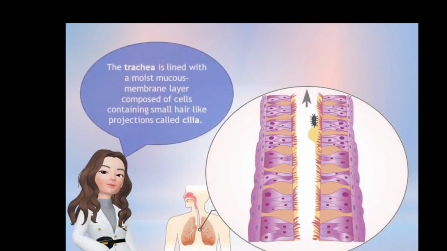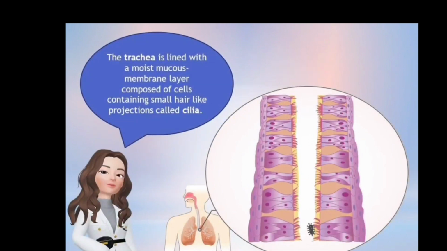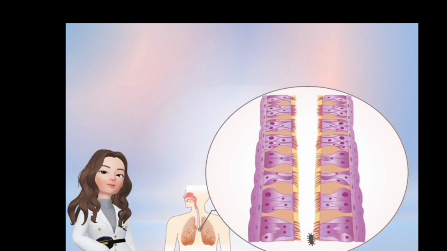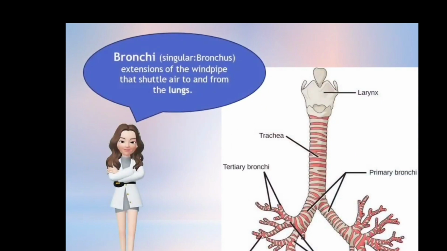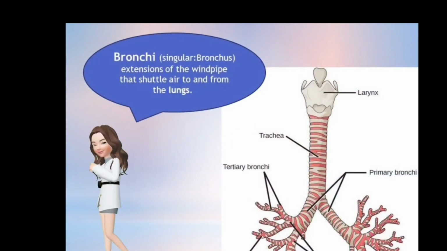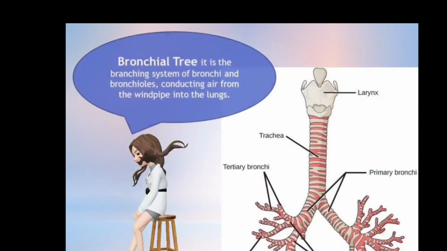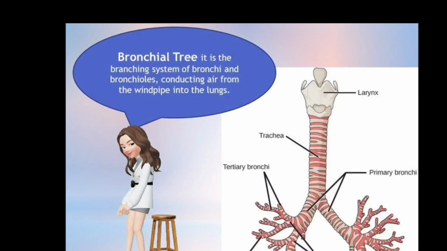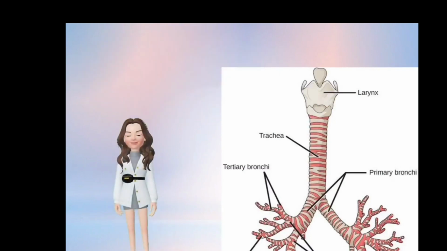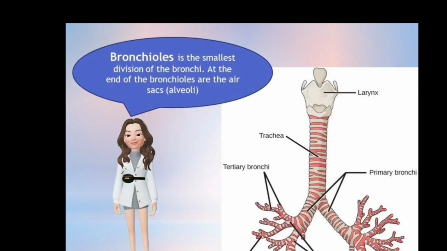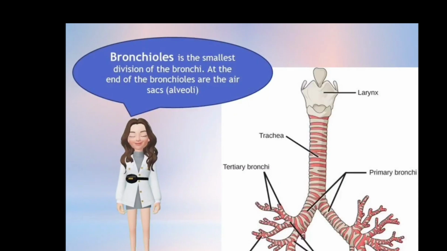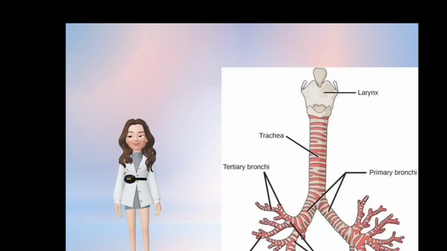The trachea is composed of moist mucous membrane, which contains small hair-like structures called cilia. Next to the trachea are the bronchi, which are the extension of the windpipe that shuttle air to and from the lungs. Next are the bronchial trees that serve as the branching system of the bronchi and bronchioles that conduct air from the windpipe into the lungs. Next are the bronchioles, which are the smallest division of bronchi. Bronchi, bronchial tree, and bronchioles are located inside the lungs.